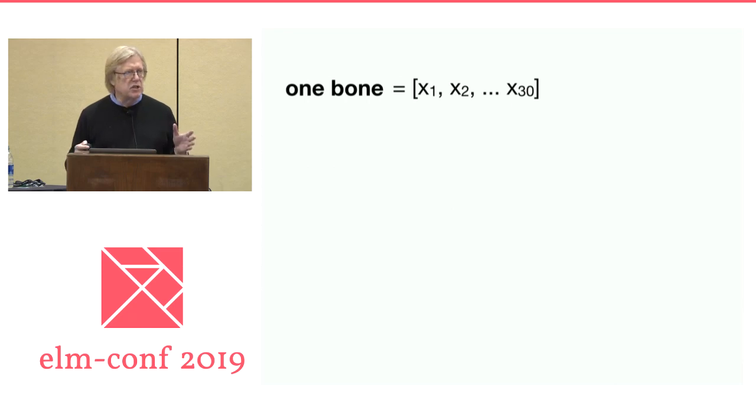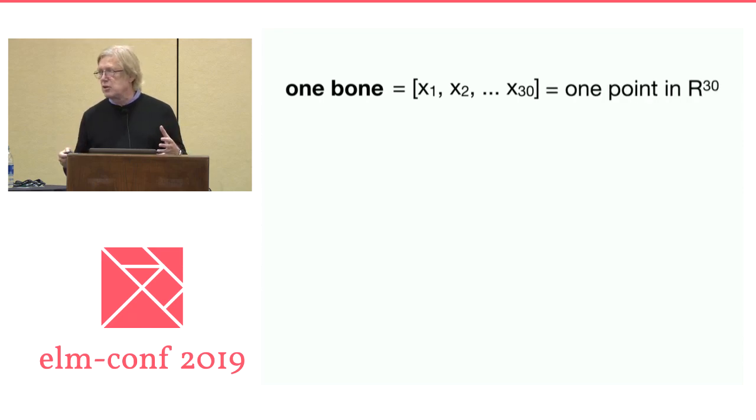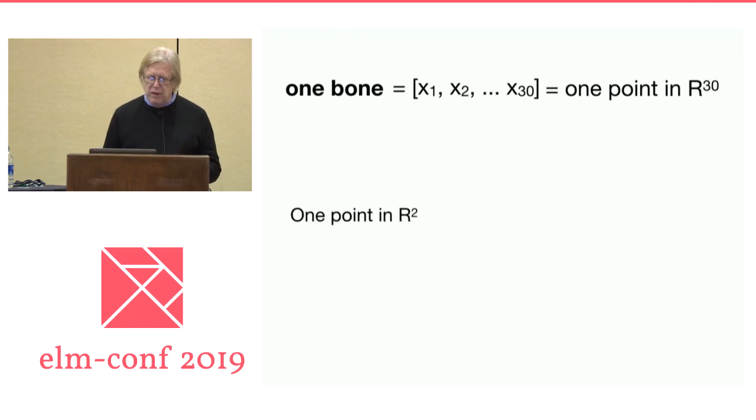So one bone is this 30-element vector. We can view it as a point in 30-dimensional space. Now, if you've done machine learning or big data or mathematics, you're probably familiar with that. But remember what you did in high school.